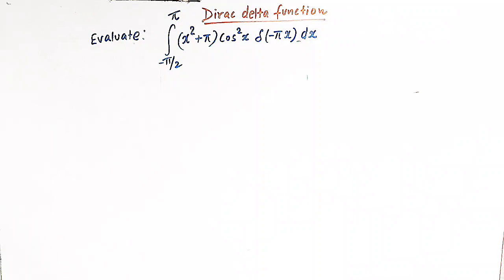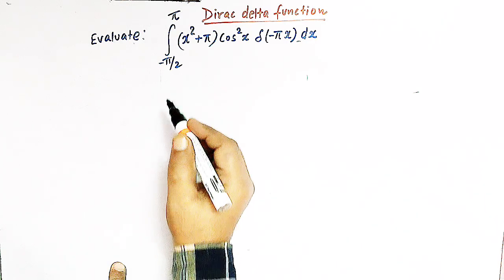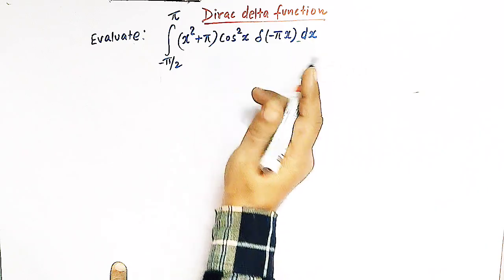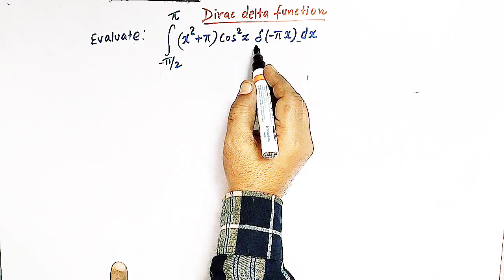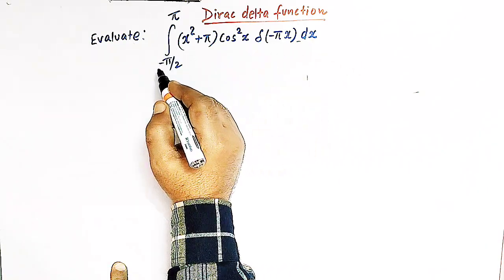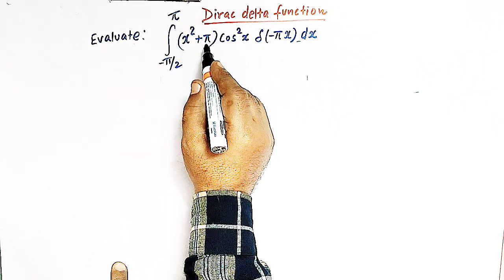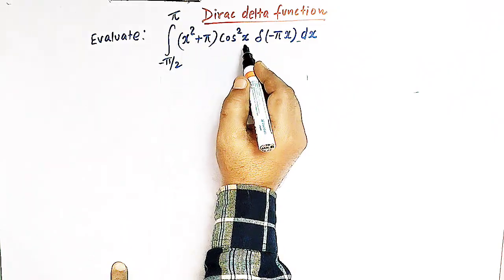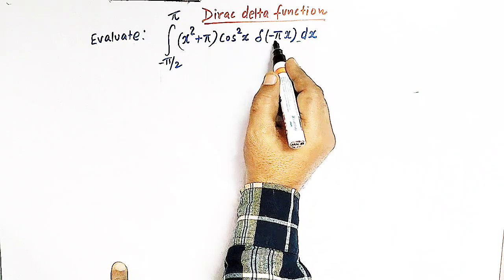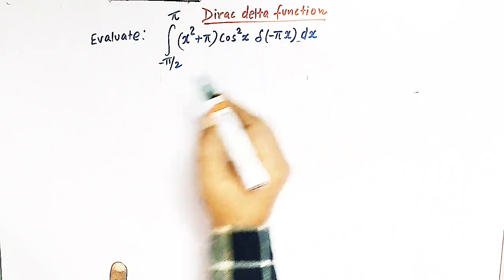Hello, viewers. In today's session, we are going to discuss another important problem from Dirac delta function. And here we have to evaluate this integral involving the delta function. Here the limits are minus pi by 2 to pi, and we have x square plus pi times cos square x and delta of minus pi x dx.